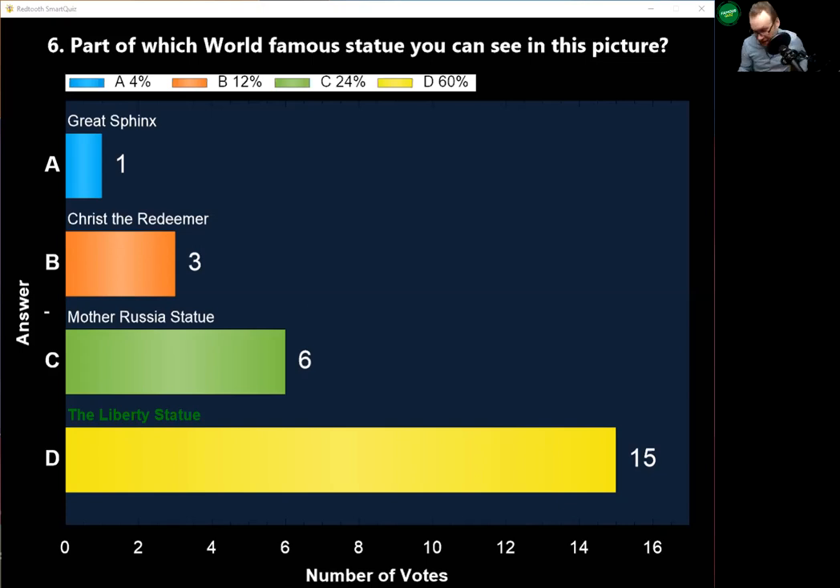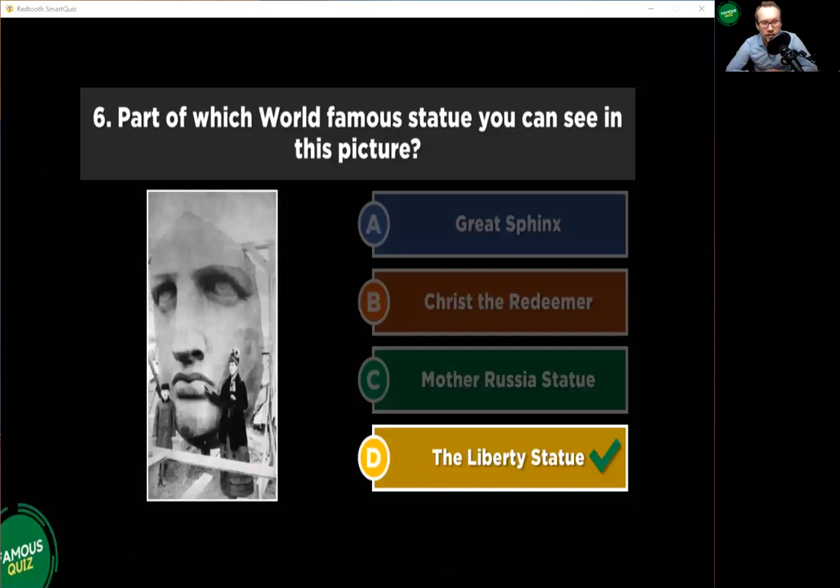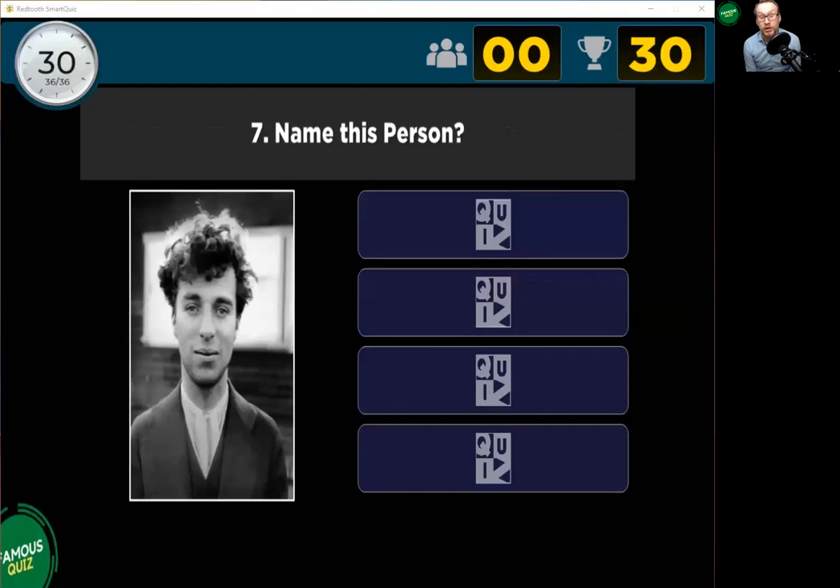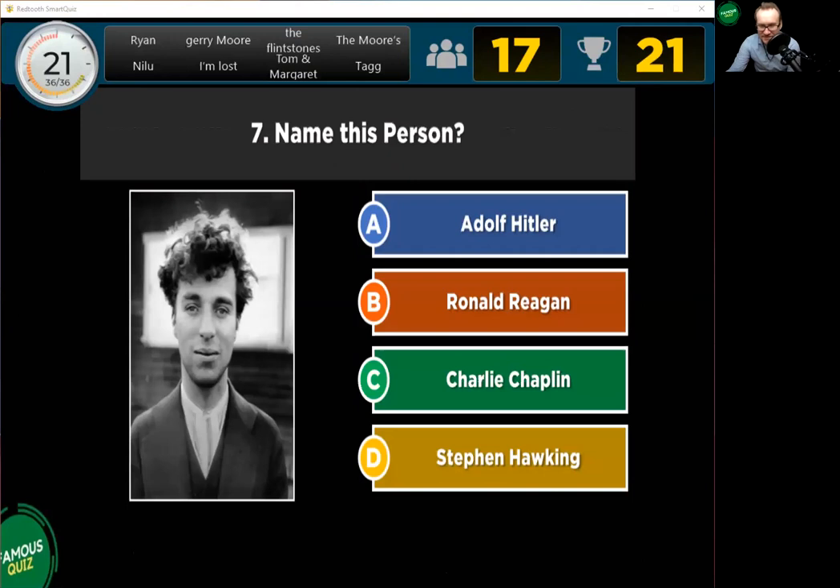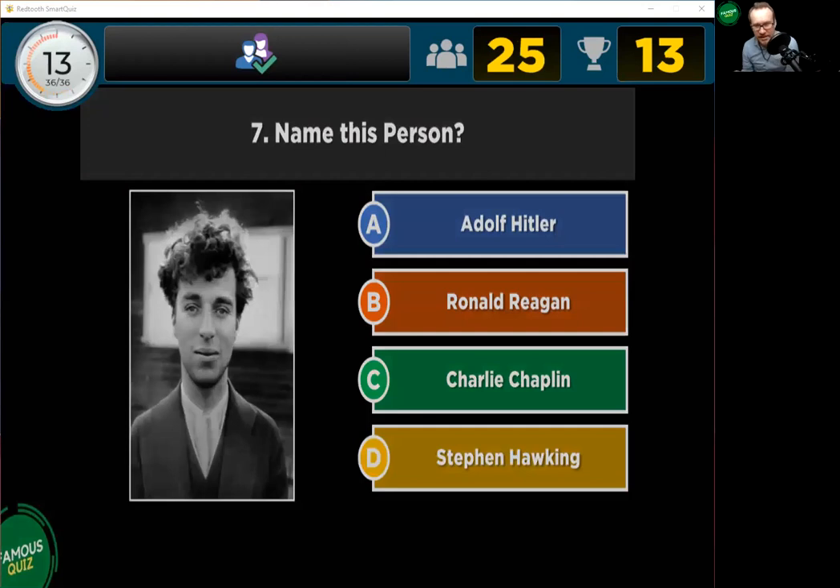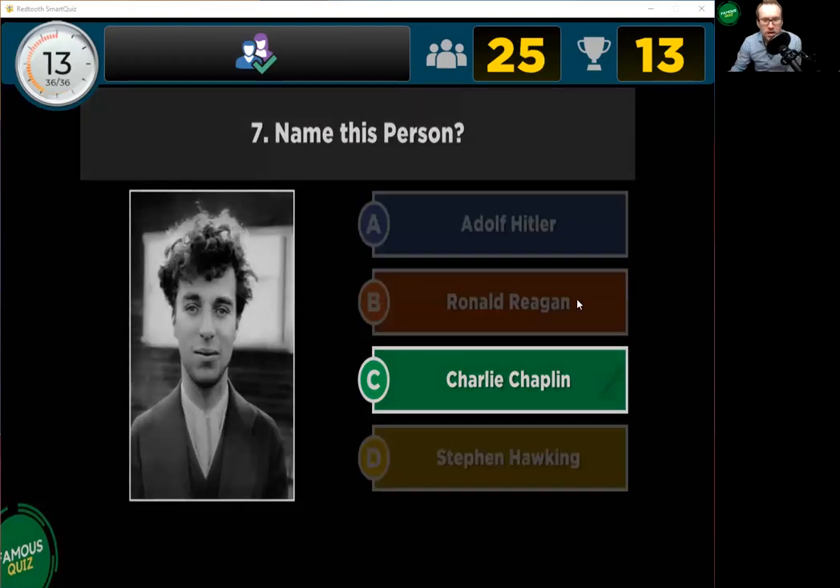And now is the last question of our game today. Thank you very much for being with me, and hopefully you liked the general round. Name this person: Adolf Hitler, Ronald Reagan, Charlie Chaplin, or Stephen Hawking. So what's the name of this person? Okay, everyone answered within 17 seconds. The correct answer is Charlie Chaplin.